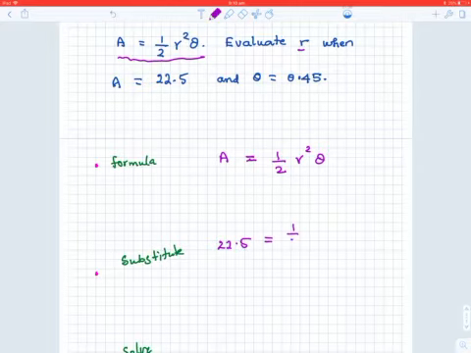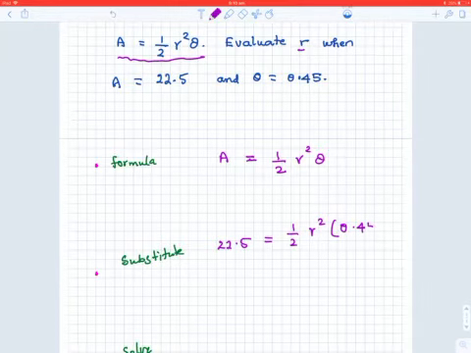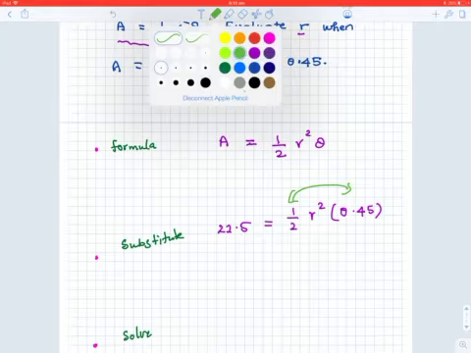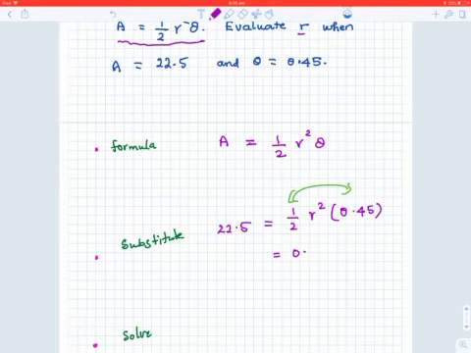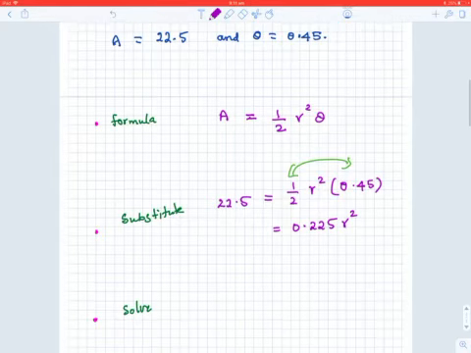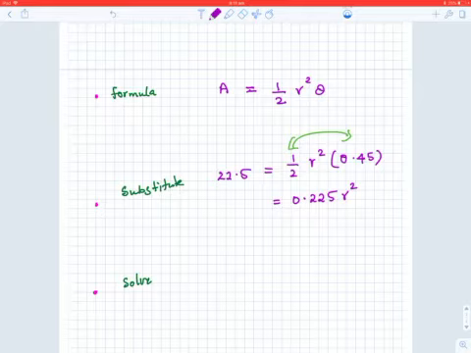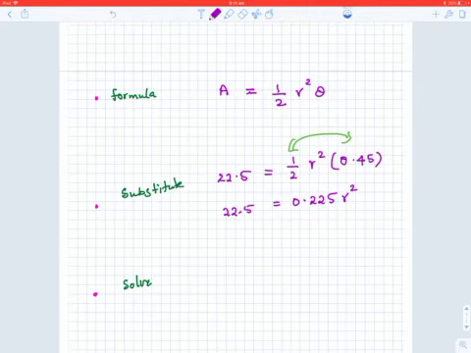The next step is substitute. When you look at this question, you are given A as 22.5. So 22.5 equal to half times r squared, we don't know r squared, and theta is 0.45. Now I'm just going to combine these two. When you do that, half of 0.45 is 0.225, so 0.225 r squared equal to 22.5. So we got the substitute, and I'm just making an equation here.